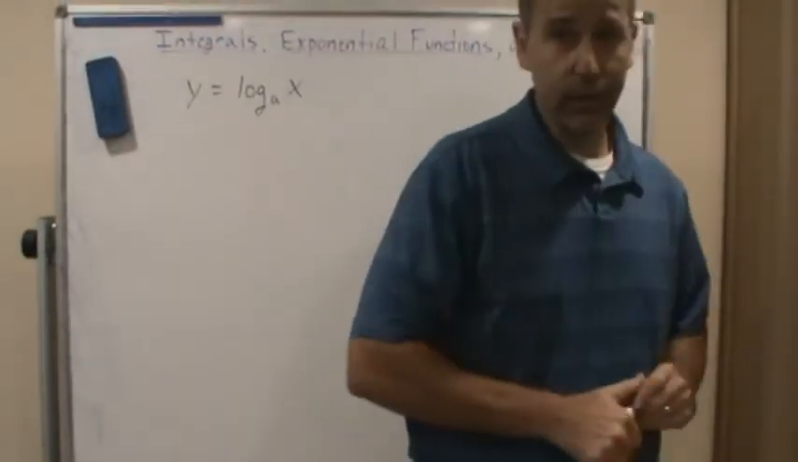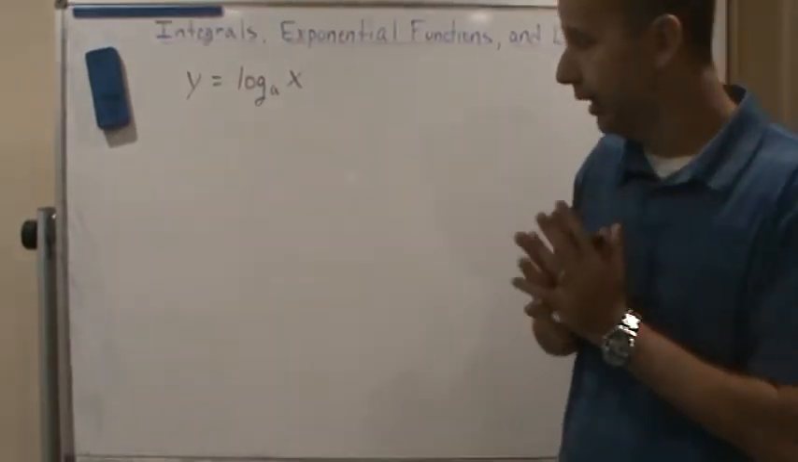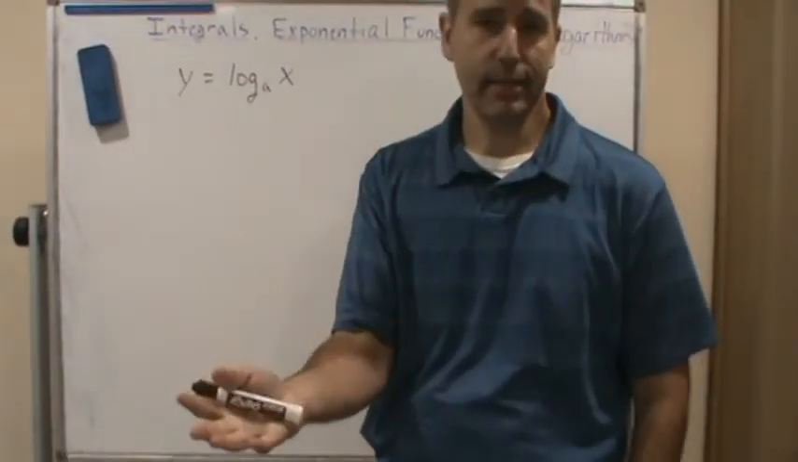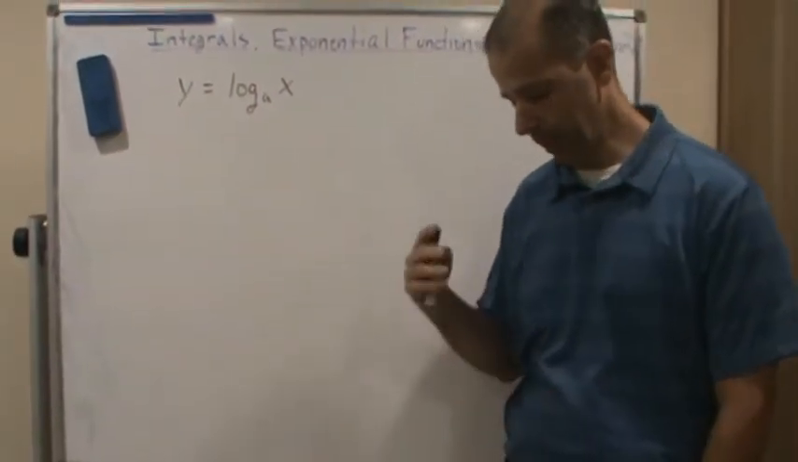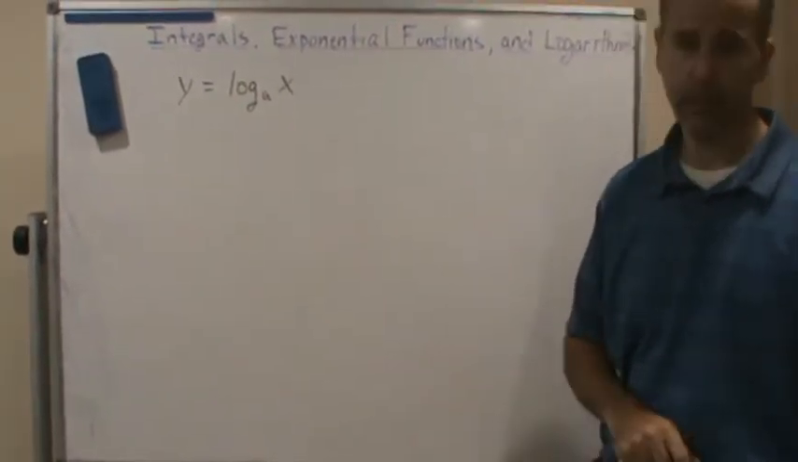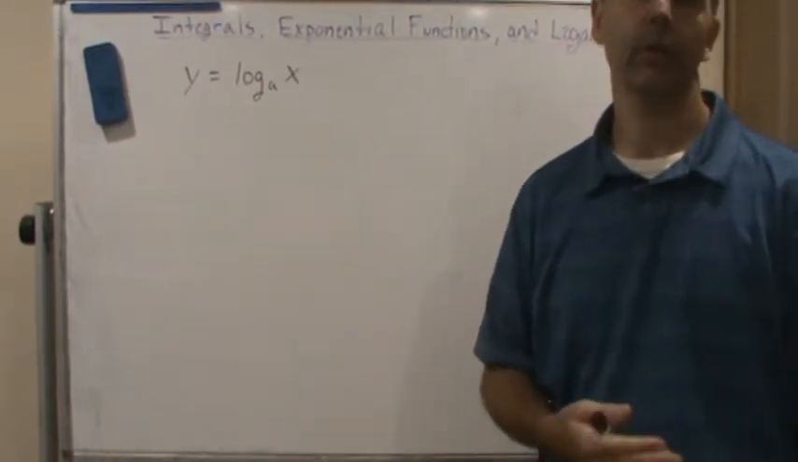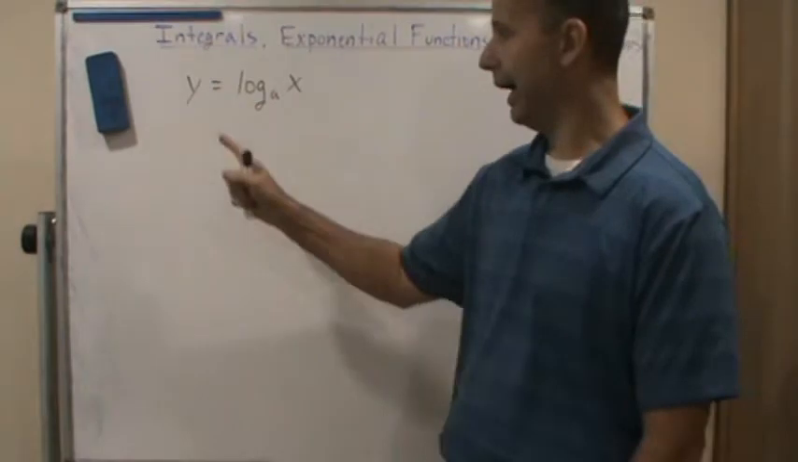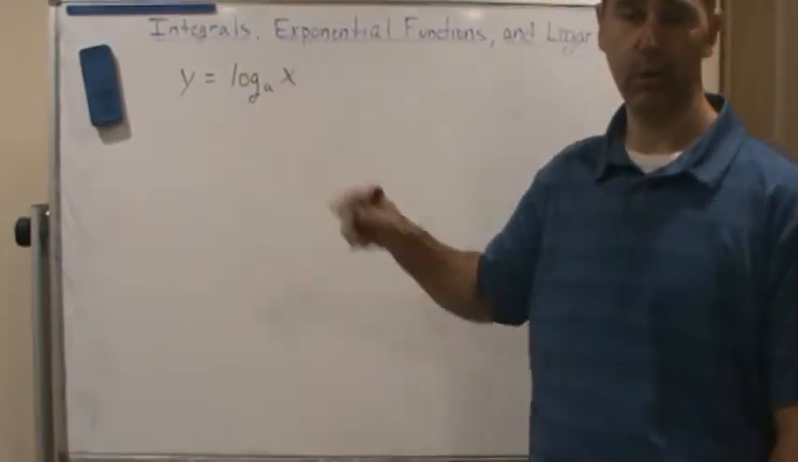Okay, so let's talk about the general logarithmic function. If a is not equal to 1, then we see that exponential functions are 1 to 1, which means that there's an inverse function. And so we can write y as log base a of x. This is the general log function.